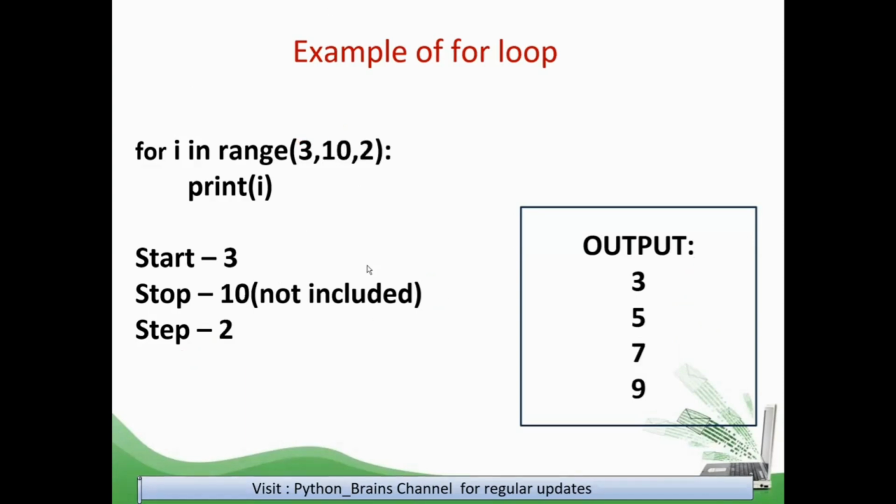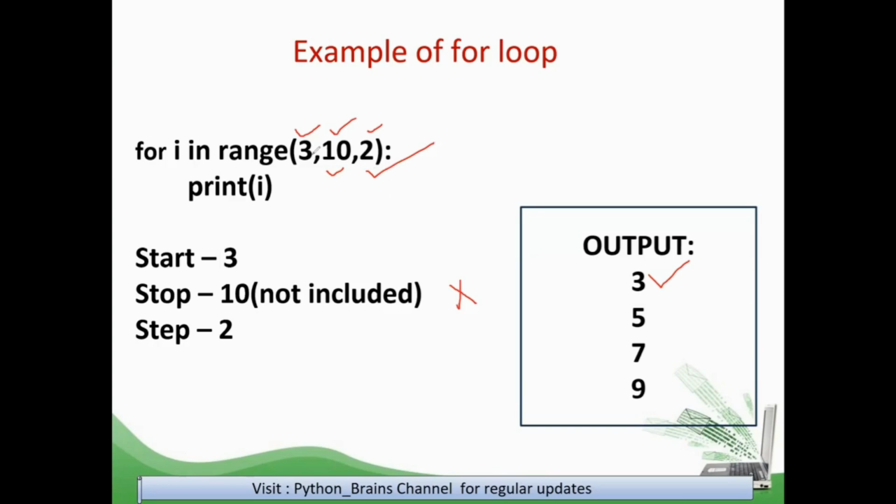Take one more example. In that also, the start value is 3, the end value is 10, and the step value is 2. So 10, the last value, is never included. So it starts from 3. So 3 is just shifted to i. So first 3 is printed there. After that, the increment of 2, because it is a positive value. If it is minus 2, then that is a decrement.